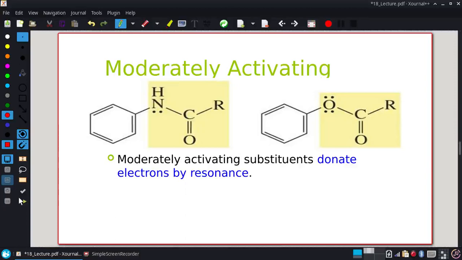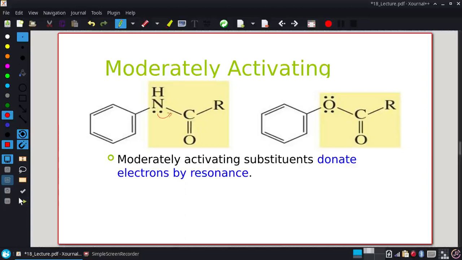Moderate activators have a very similar structure. They typically have an O or an N, but on the opposite side is something that's helping to withdraw the electrons, like a carbonyl. So the nitrogen is going to be donating electrons into the ring through resonance, but it's also going to be donating them to this oxygen through resonance.